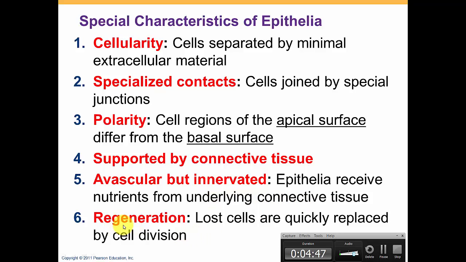And the last point is regeneration. As we all know, if you scratch your skin, you get the epithelium which covers your skin back quickly because the epithelium has a very high ability to regenerate. If you compare this to, for example, the nervous tissue, if you cut a nerve, this nerve has a very small chance of being repaired.